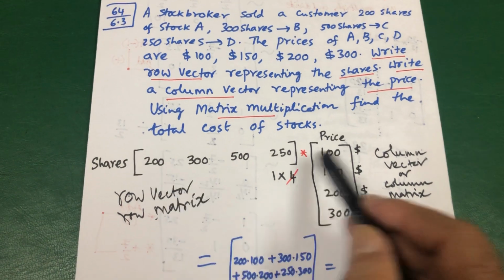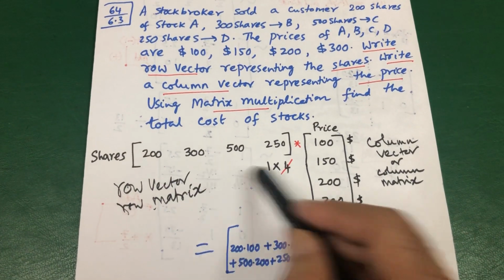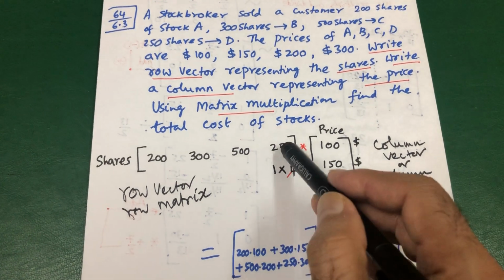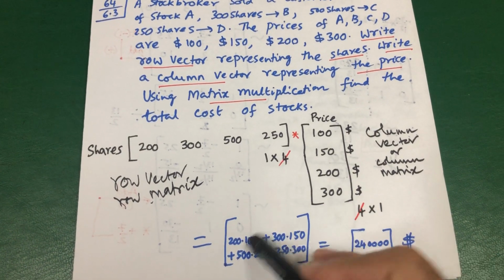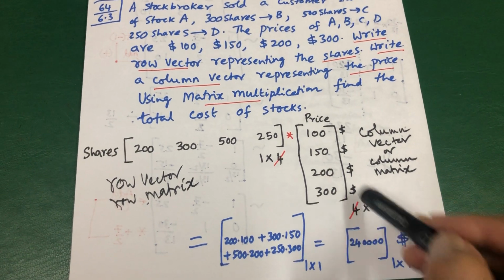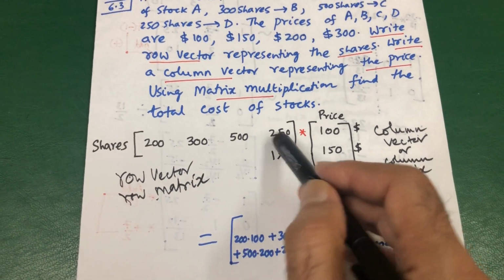What is this? 200, 100. See here. 300, 150. See here. 500, 200. See here. And 250, 300, here it is. You add all these things, you get $240,000. These are all dollars, these are all numbers, shares.